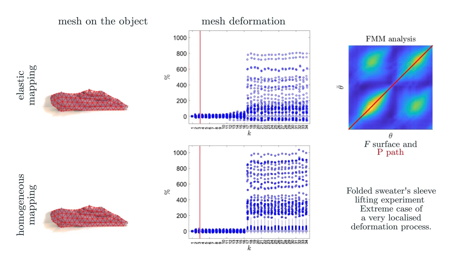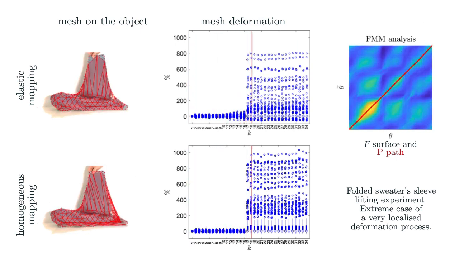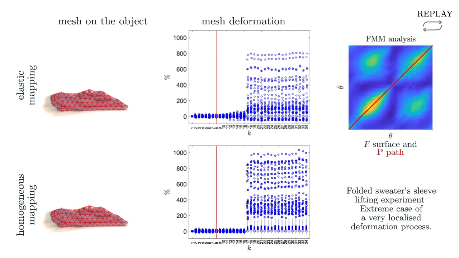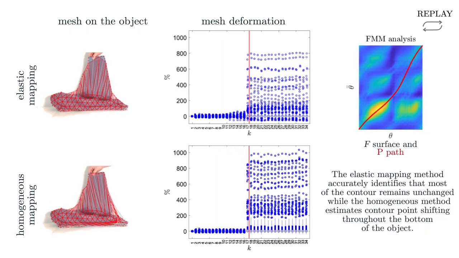On the other hand, in this second example, only one part of the object is being deformed. The homogeneous mapping basically distributes the deformation all over the object contour, rather than noticing that the deformation just occurred in one part of the object's contour. So our method properly handles this.